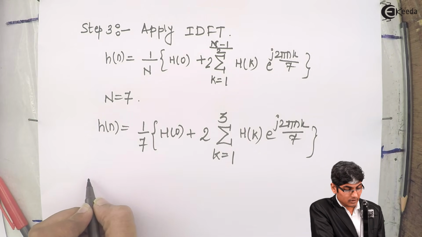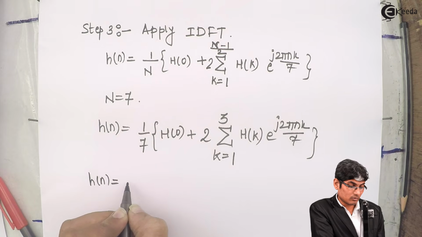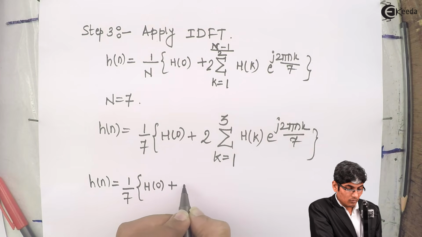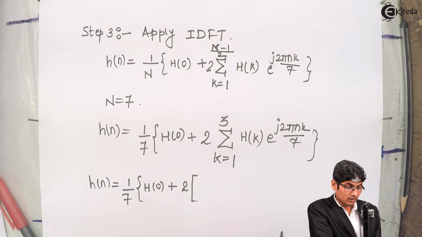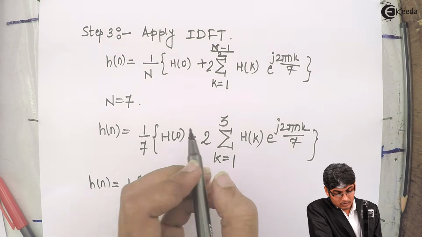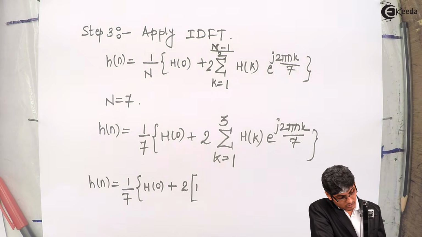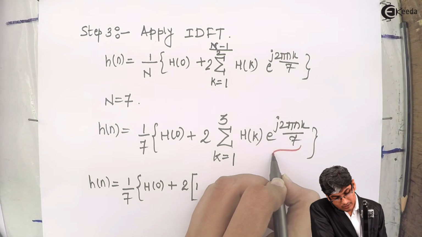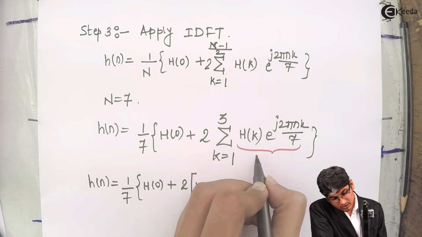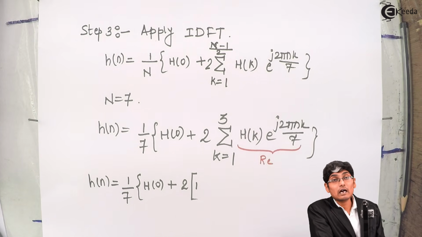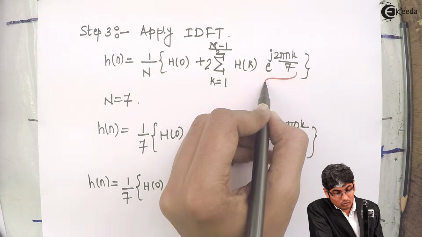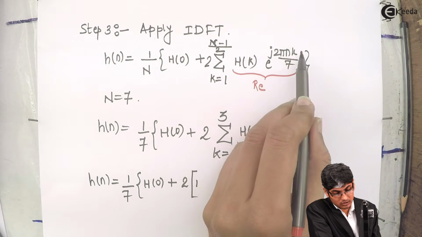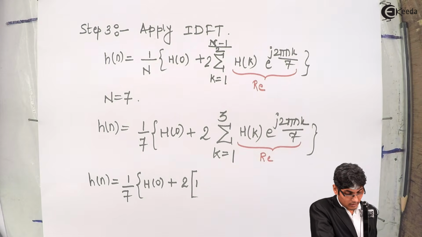Now let us open up this bracket and you'll get h of n equals 1 by 7 times h of 0 plus 2 times into the bracket. I have missed something. This is only if I take this much, then it will always give me the real value. So this inside the bracket is real valued only. This is also only real valued. We cannot take complex values. So this function is real valued. This function is also real valued.